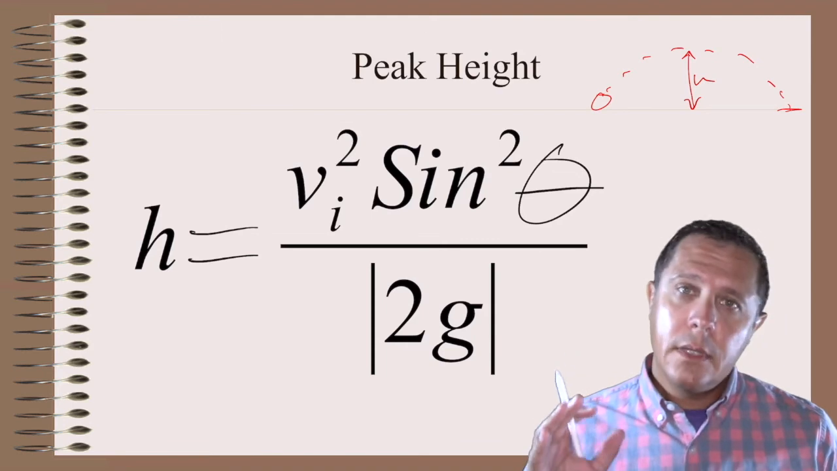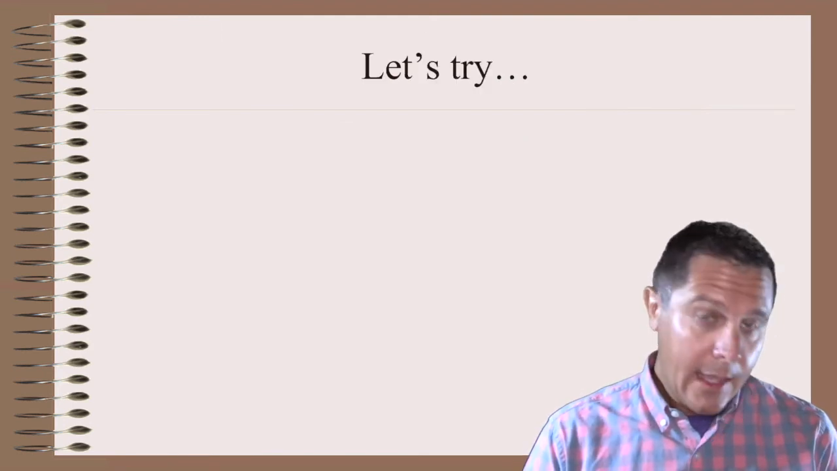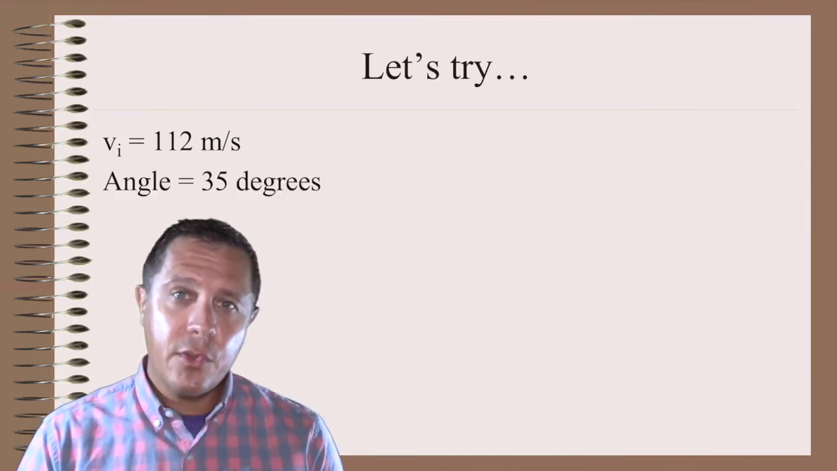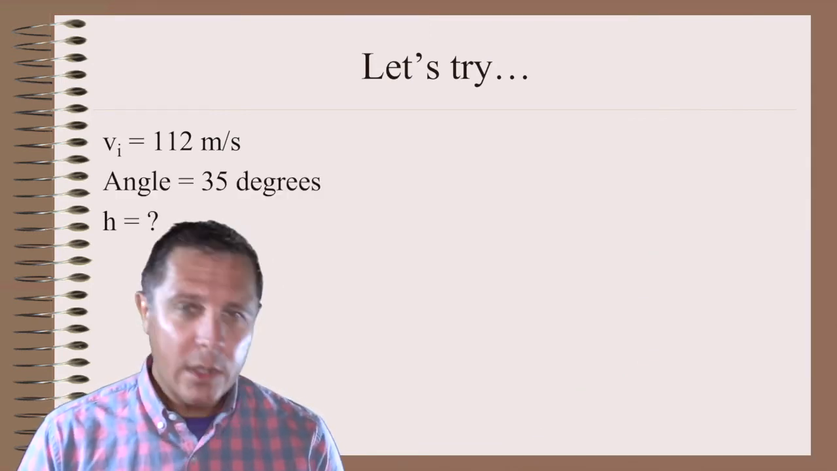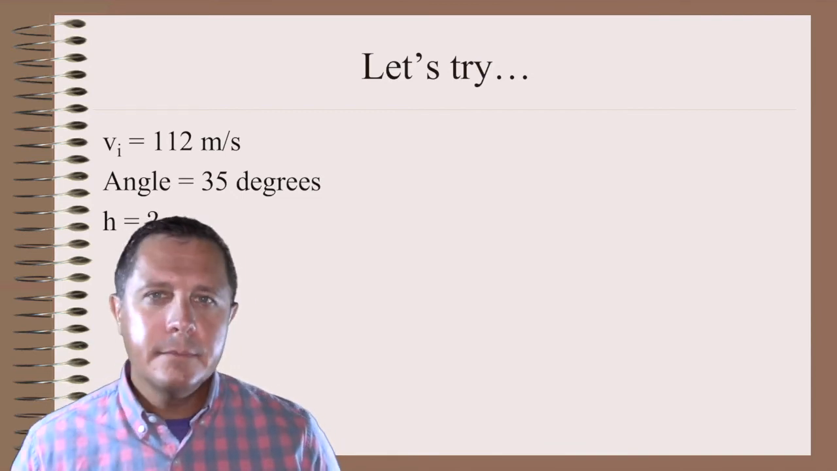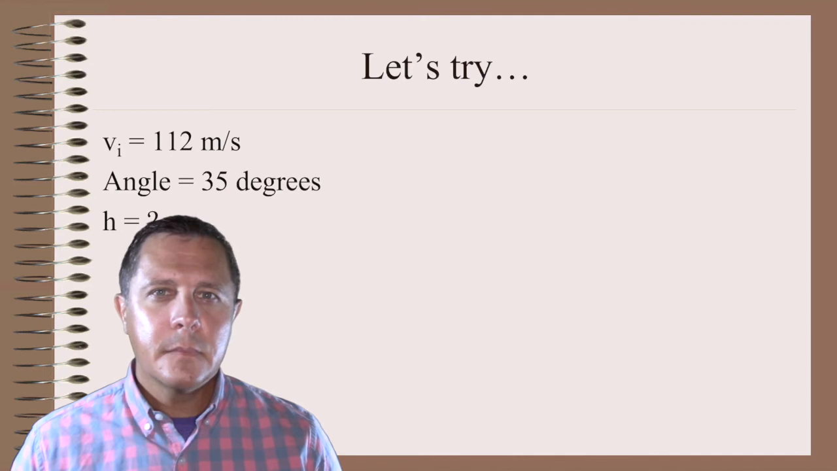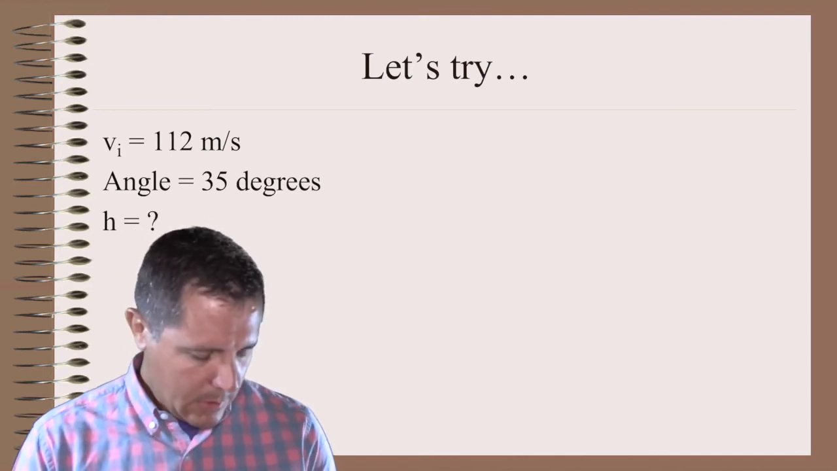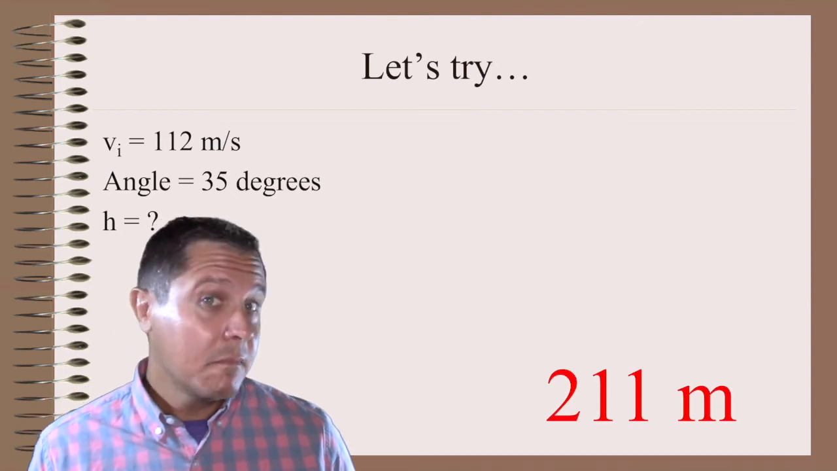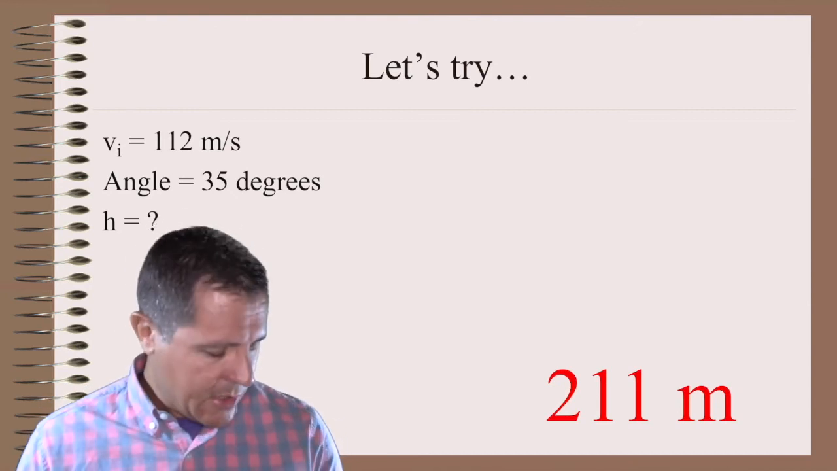Okay, let's try this one. Again, initial velocity of 112. Angle of 35 degrees. What's the height? Pause it here and see what you get. All right, how do we do? Did we get 211 meters? Maybe, maybe not. Well, let's do it.